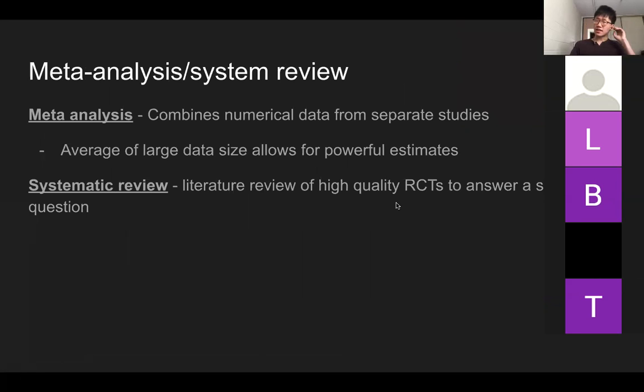And you've got your meta-analysis or a systematic review, which is a combination or analysis of previous randomized controlled trials or previous tests. This congregates all the data together and allows for really powerful estimates or evaluations.